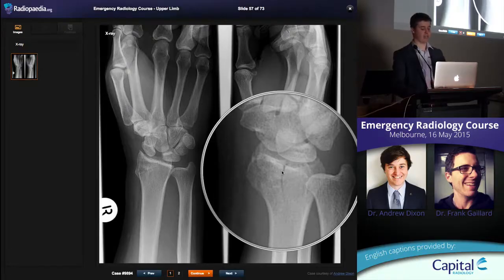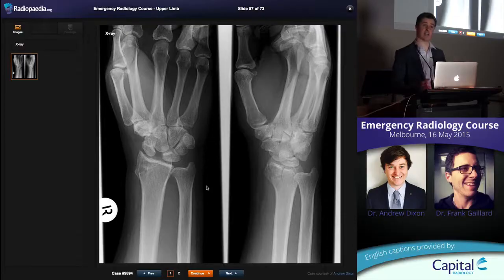Okay, the extra finding, and the one that allows you to win a prize, is if you spot, and what Bridget spotted, the widening of this scapholunate interval here. Okay, so the scapholunate interval is not allowed to be any wider than 4 millimetres. Usually it's around 3 millimetres. This one's at least 5 millimetres. Okay? So there's been disruption of the scapholunate ligaments.